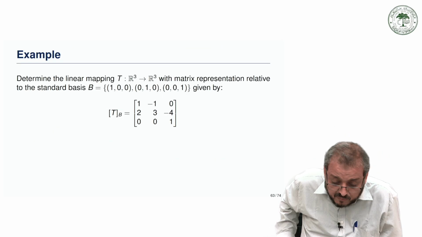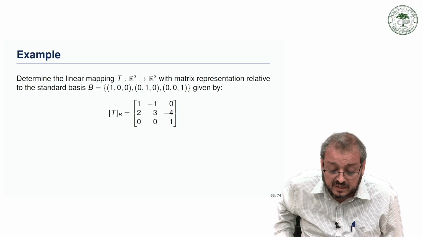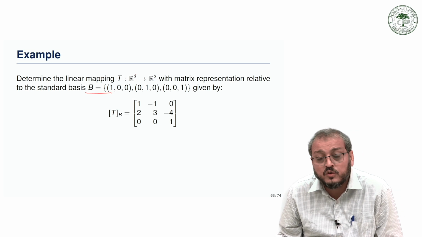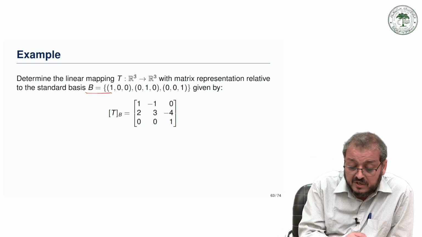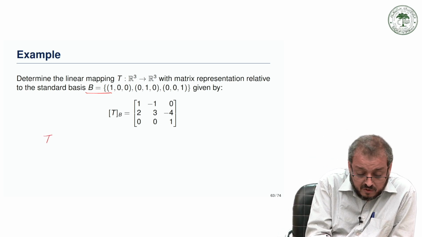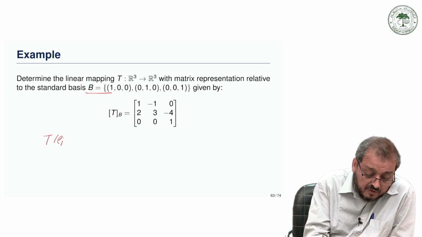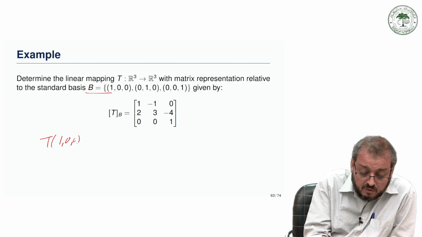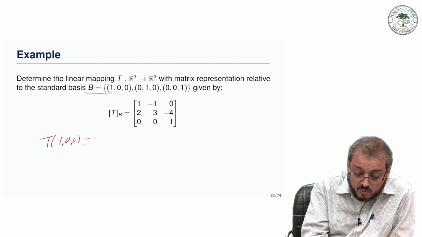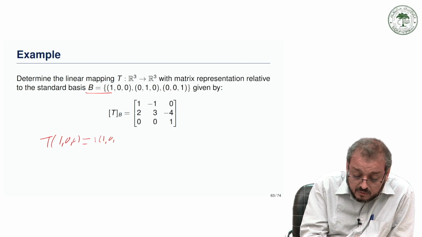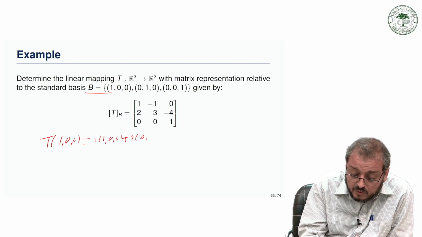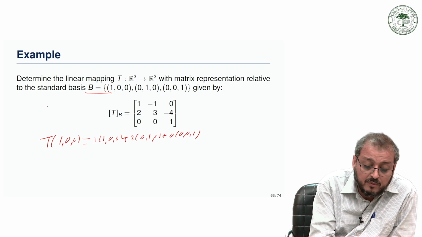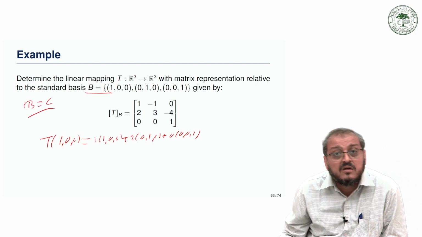Okay, let's try one more problem. Here I take the standard basis B, because we have V3 to V3. So we can represent it in this form. We can calculate T of e1, that is T of (1, 0, 0), and this can be written as 1 times (1, 0, 0) plus 2 times (0, 1, 0) plus 0 times (0, 0, 1), because B and C are both the same basis.